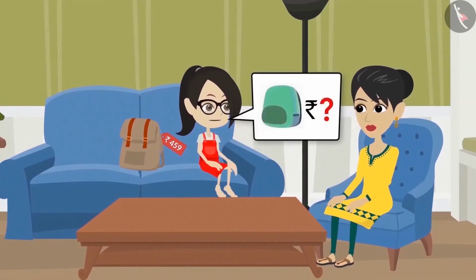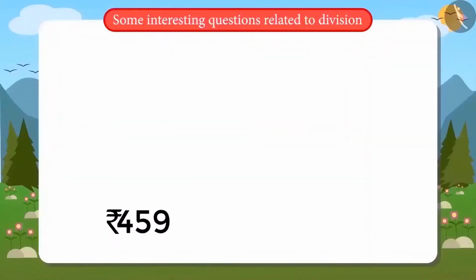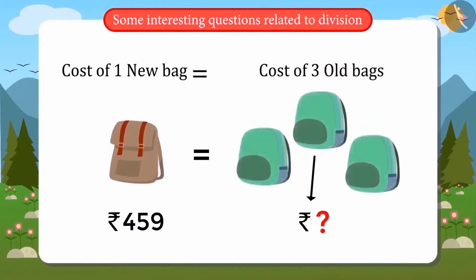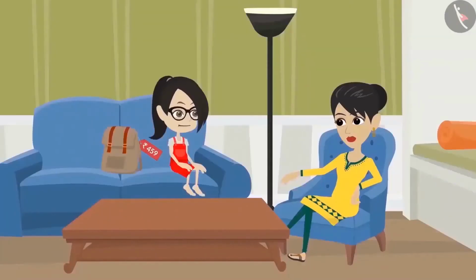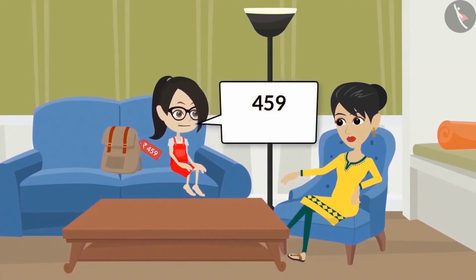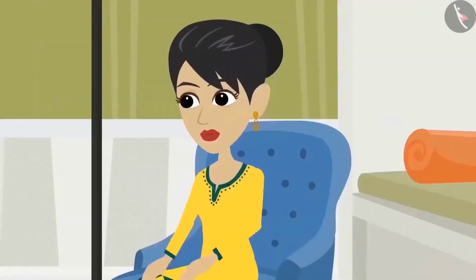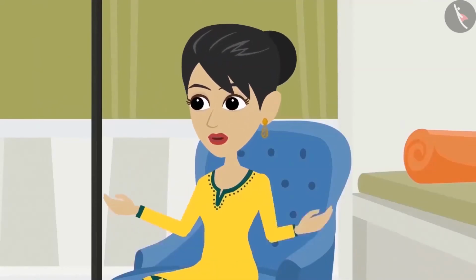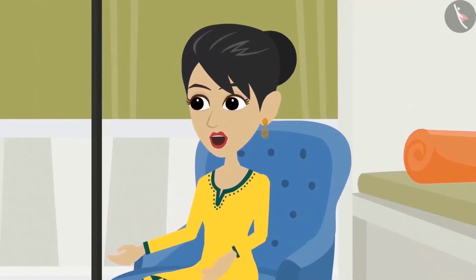"What was the cost of my old bag?" "The cost of this bag is equal to your 3 old bags. Now, you can find the cost of the old bag yourself." "Got it. If 3 bags cost 459 rupees, to find out how much a bag is worth, I divide 459 by 3, right, Mummy?" "Perfect, Vandana. Now quickly find out and tell me the cost of your old bag. Can you do that for me?"